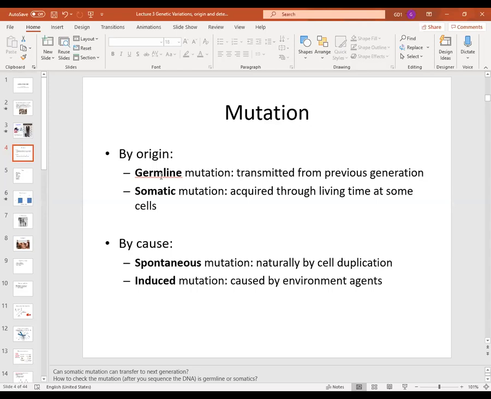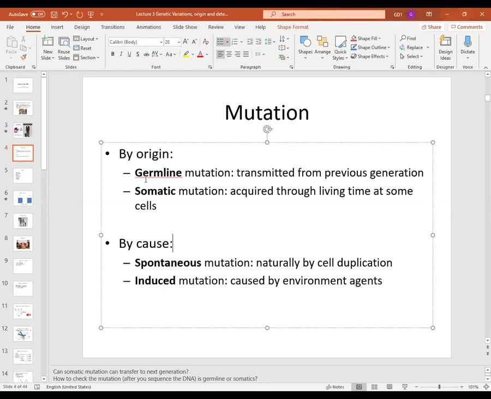So we can divide the mutation types by origin or by cause. By origin, we have the germline mutation. I just remind again: germline mutation means from the zygote, the sperm of your dad and the egg of your mom make the zygote. From the zygote state, you already have that mutation. And germline mutation means all of your cells have that mutation. Any cell in your body has that kind of DNA code.